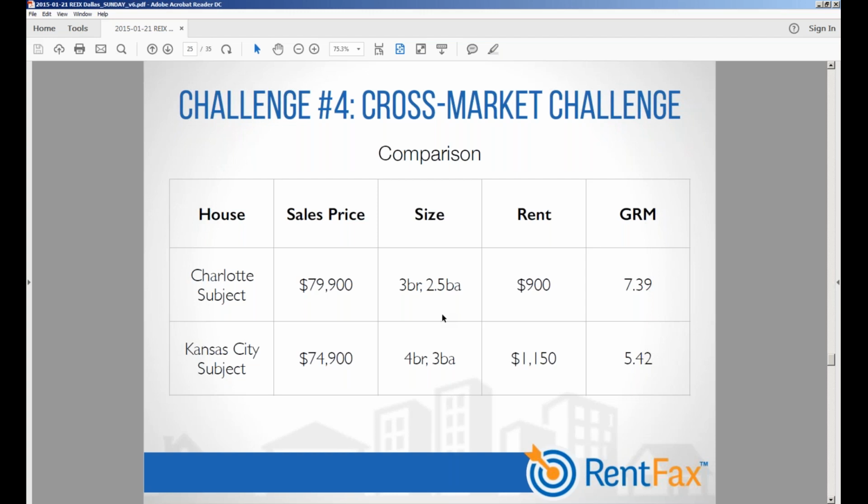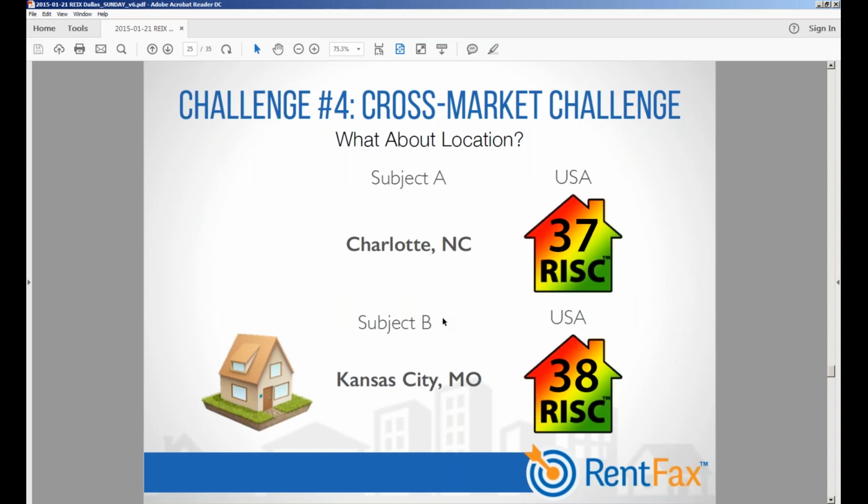Let's pull our risk attributes, which RentFax provides nationwide, and let's see what it says. Well, so we pull them both. Subject A in Charlotte scores a 37. Subject B in Kansas City scores a 38. So what did this tell us, or what does this do for us?